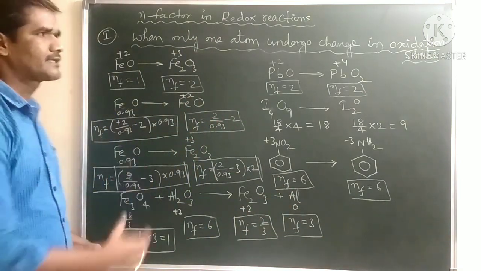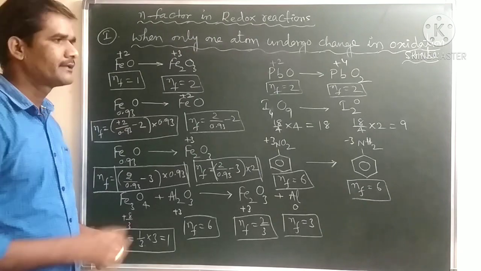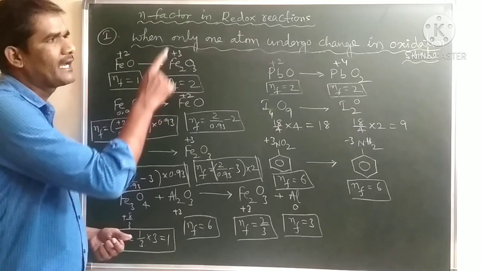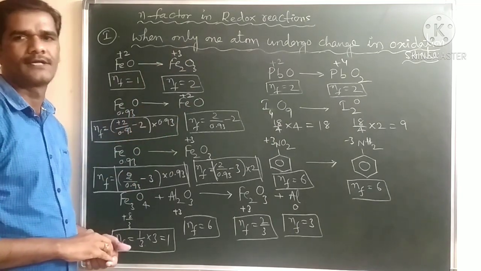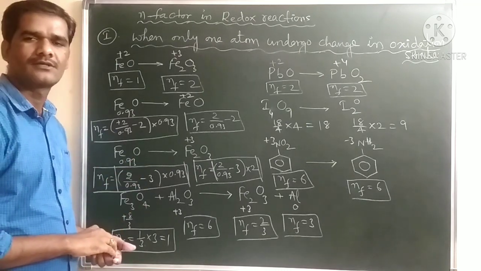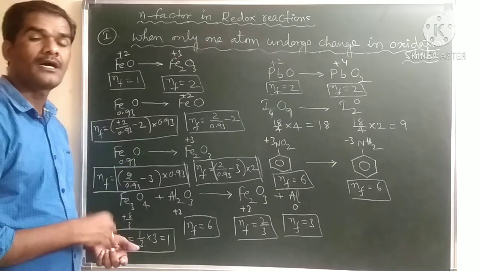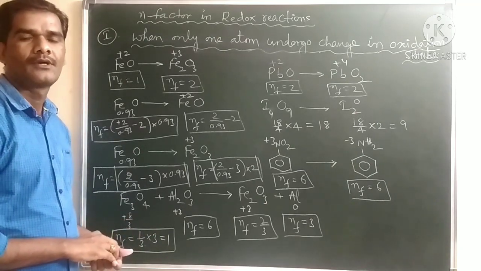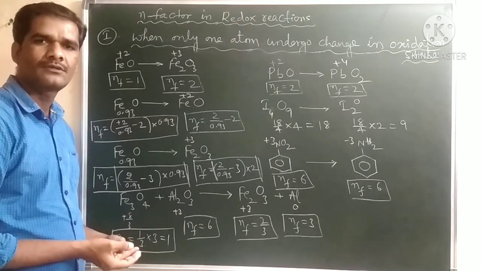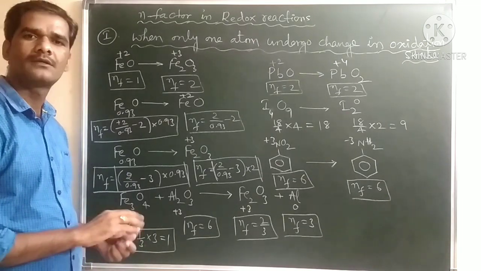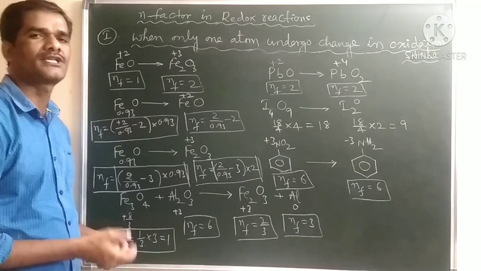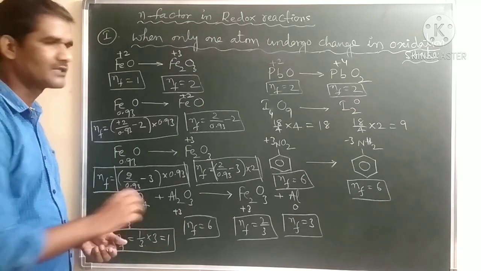So these are some various examples of the oxidant or reductant in which only one atom undergoes a change in oxidation state. All these examples come under only one atom undergoing a change in oxidation state. There are other cases also where more than one element undergoes either oxidation or reduction, or simultaneously both oxidation or both reduction. In such cases, how to calculate the N factor, that we will see in the next video.